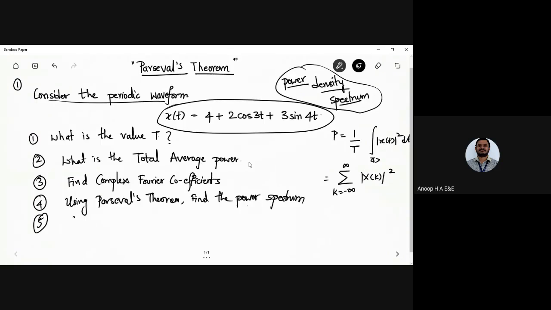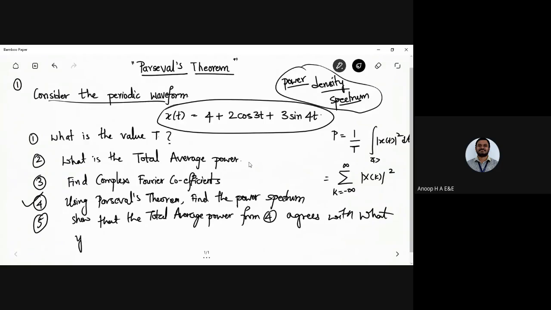Next, the fifth one: show that the total average power from part D, so this one is part D here, agrees with what you have obtained in part 2.